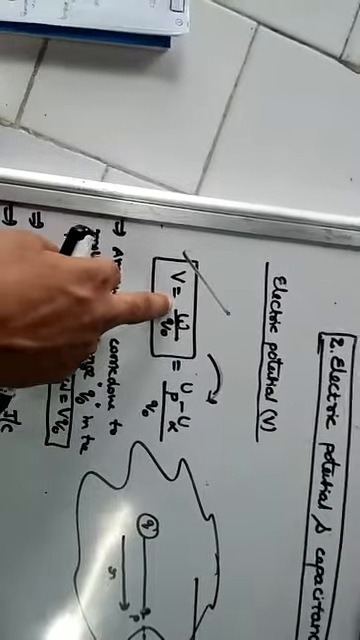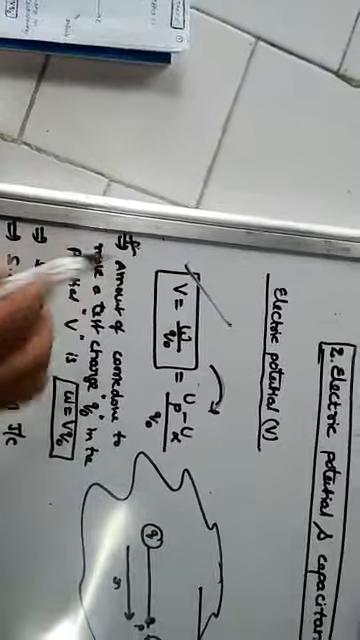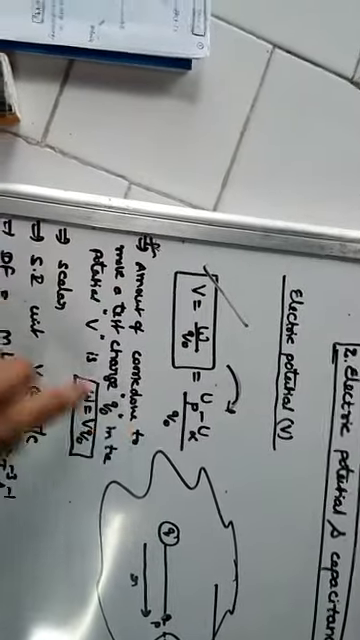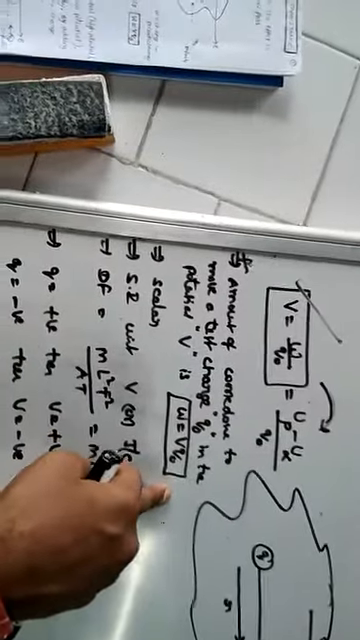By cross multiplication, the amount of work done to move a test charge Q naught in the potential V is W equal to V Q naught. Very useful formula, remember. Now coming to some basic sentences.